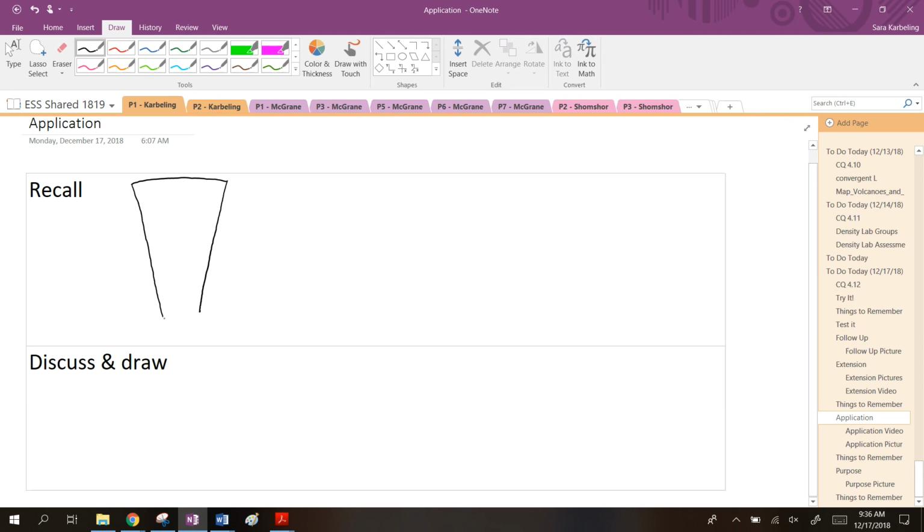The slice of earth. We did this as our notes part. Just make it like a piece of pie. Okay. There are 4 layers. I guess it should go down to a point, shouldn't it?